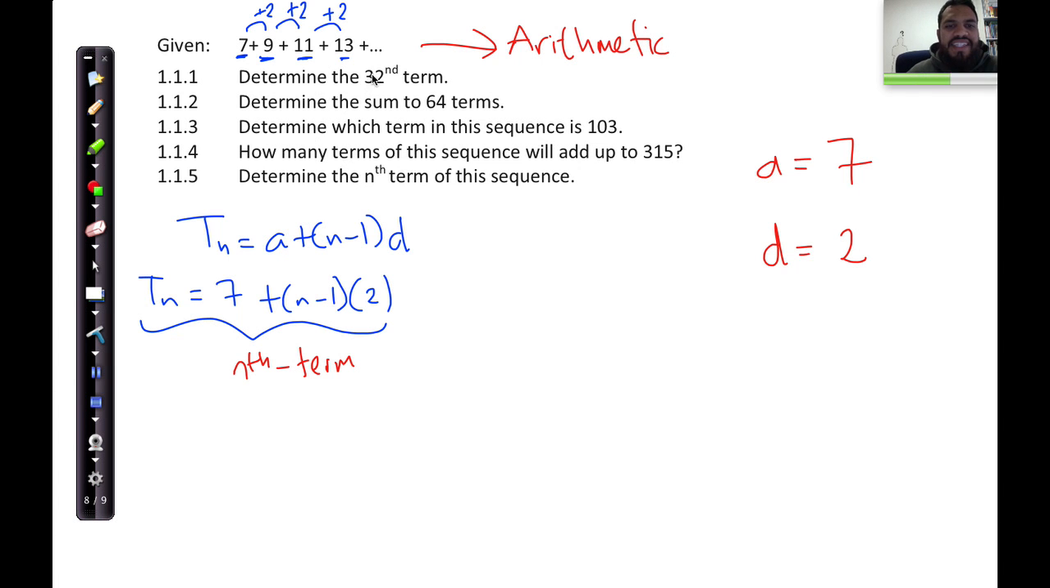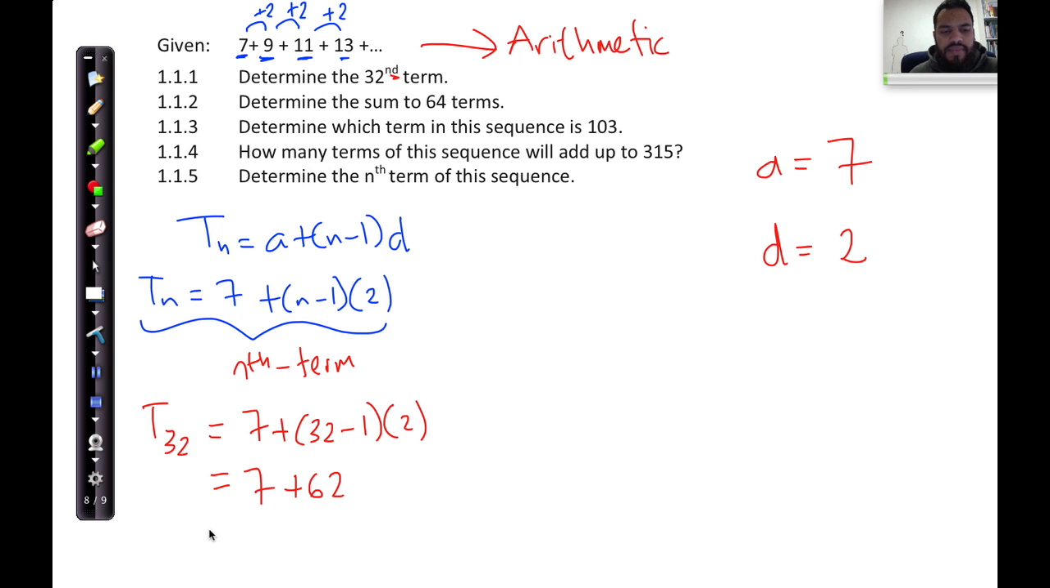Determine the 32nd term. Do you notice that? That's asking you for position. So T32 is equal to 7 plus 32 minus 1, multiplied by 2. Let's simplify that. That is 7 plus, 32 minus 1 is 31, and 31 times 2 is going to be 62. And that gives me 69. That answers our first question, 1.1.1 over there.